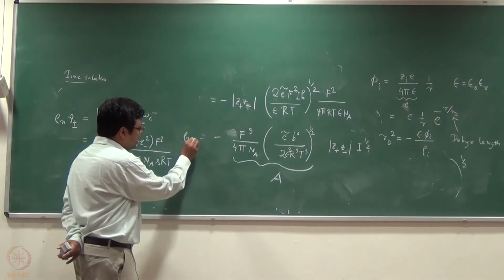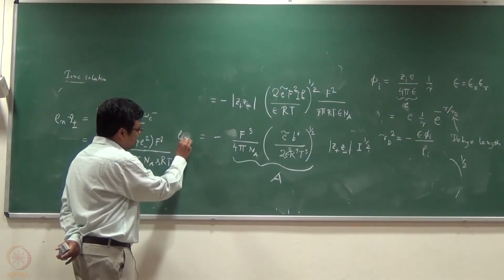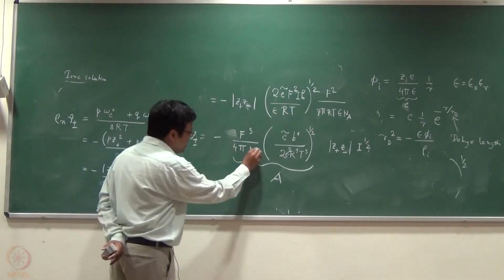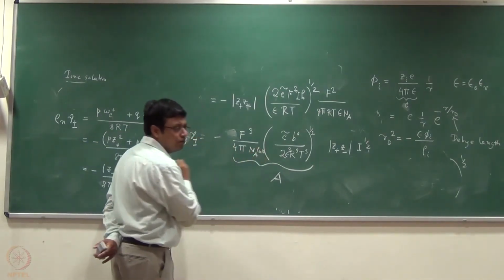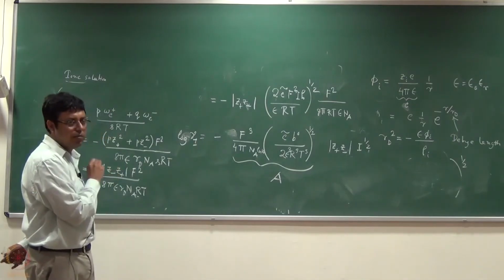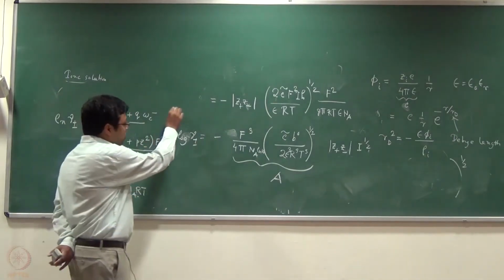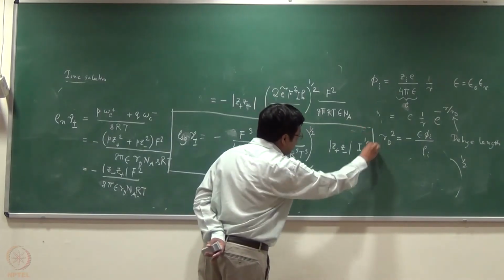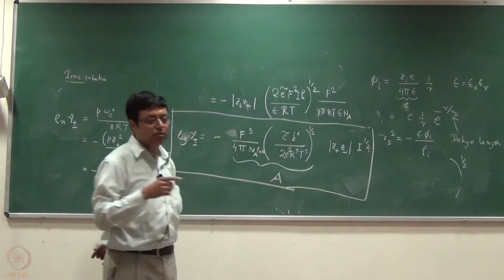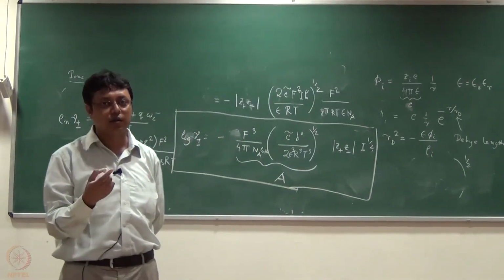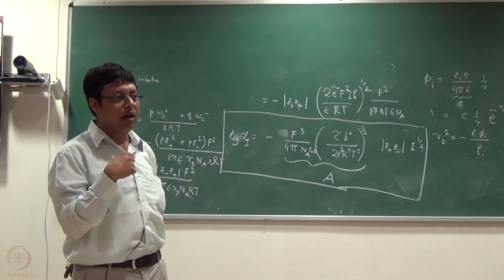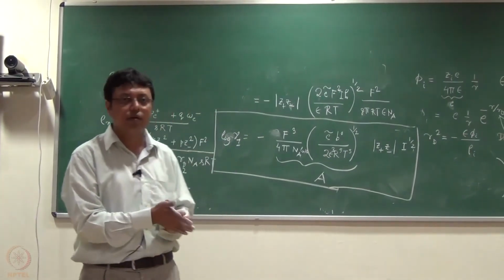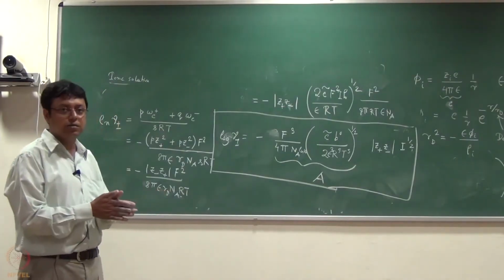Some textbooks write it as log gamma plus minus, which means there will be a ln10 factor, because they wrote it as a log. So this is basically the Debye-Huckel limiting law, and it was the first analytical expression for how I can calculate the activity for ions.